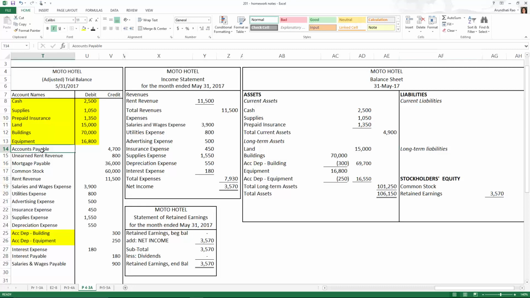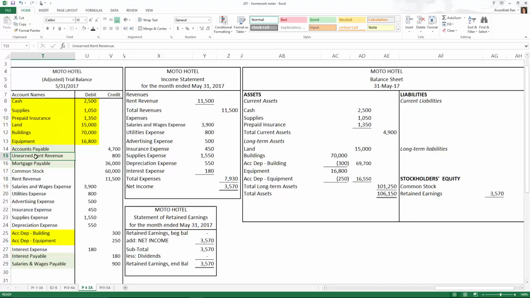So let me look at my liabilities over here. I have 3 liabilities: accounts payable, unearned rent revenue, and mortgage payable. Also, if you look further down here, I have 2 more liabilities that I created in the process of adjusting entries: interest payable and salaries and wages payable. Which of these are going to be due within the next 1 year? Accounts payable typically are monies owed to vendors. Usual terms are 30 to 90 days. So that's going to be a current liability.